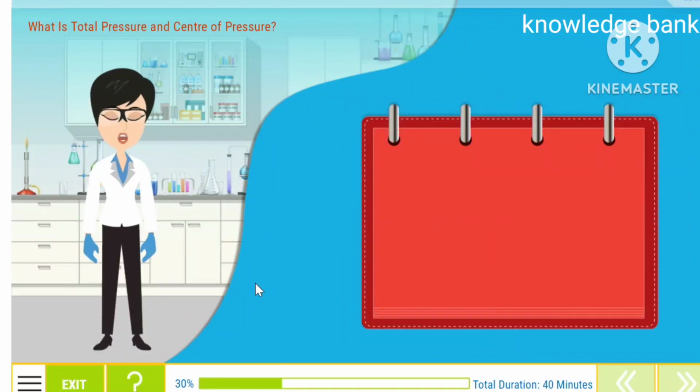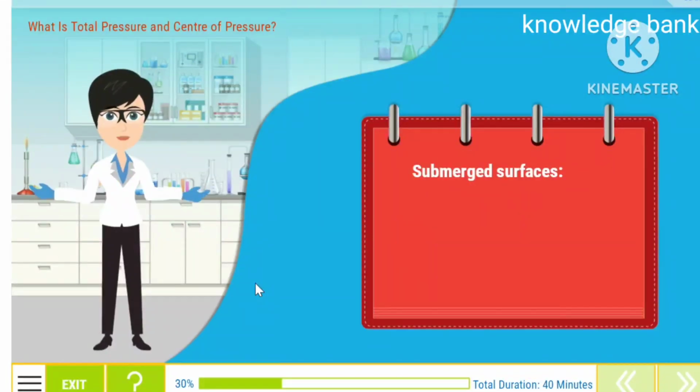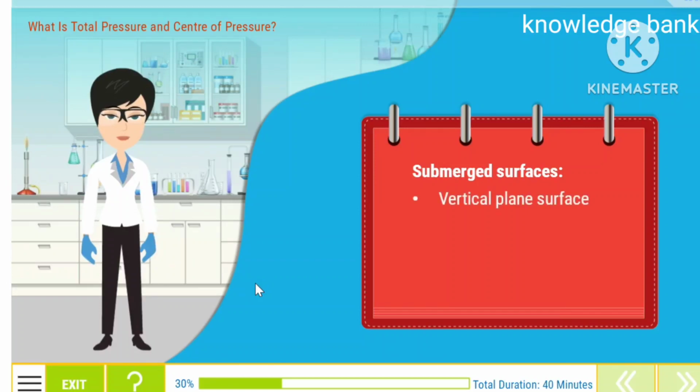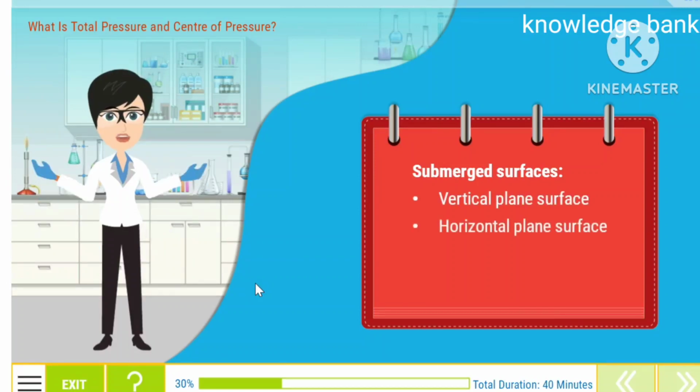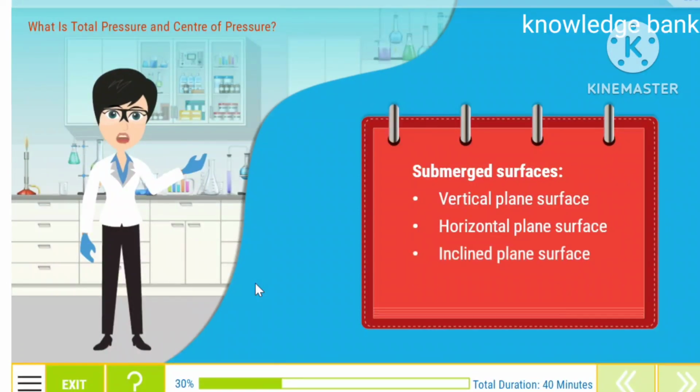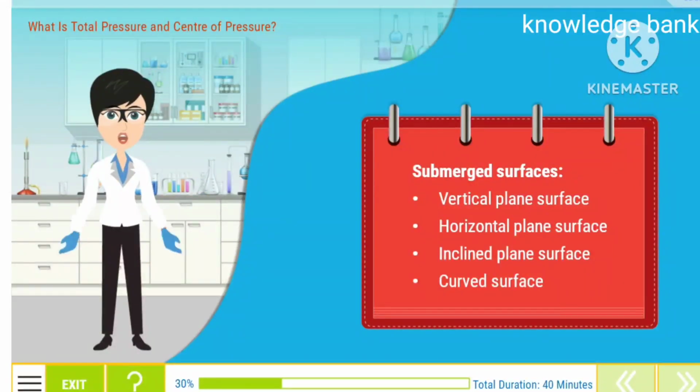There are 4 cases of submerged surfaces on which the total pressure force and center of pressure is to be determined. The submerged surfaces may be vertical plane surface, horizontal plane surface, inclined plane surface, and curved surface. Next, we will learn about the submerged vertical plane surface.